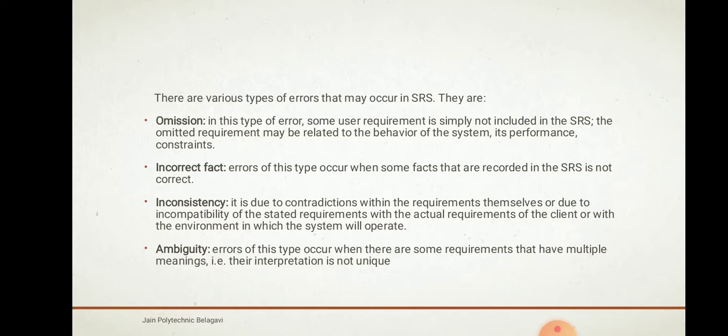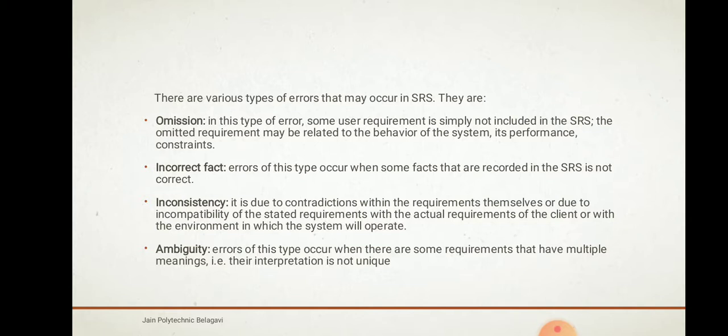There are various types of errors that may occur in SRS. The first type of error is omission. In this type of error, some user requirement is simply not included in the SRS. The omitted requirement may be related to the behavior of the system or its performance constraints. So this is one of the errors that may occur in the SRS.